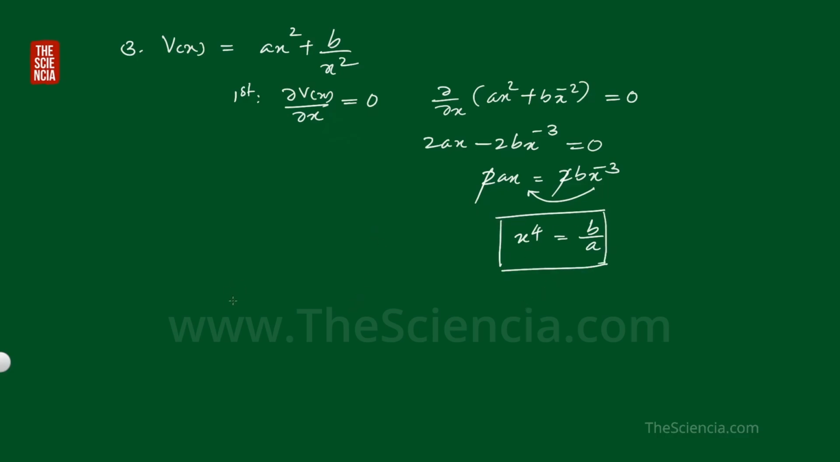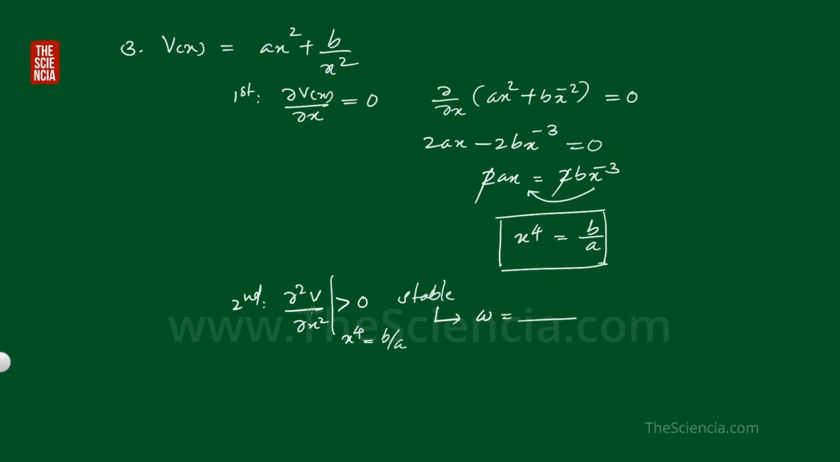Now the second step is we have to evaluate ∂²V/∂x², and if it is greater than 0, then it will be a stable equilibrium point. That is, when we are substituting this value, x^4 is equal to b by a, and if we get it greater than 0, then we can say it is a stable equilibrium point. And if it is a stable equilibrium point, then there will be omega. Otherwise, there will not be any omega.